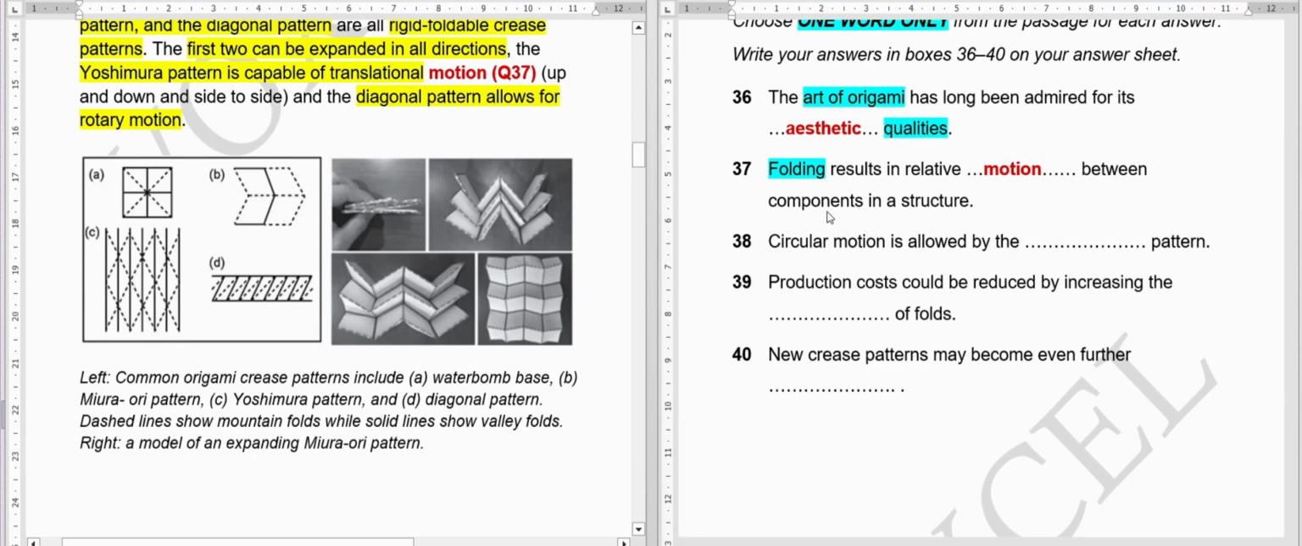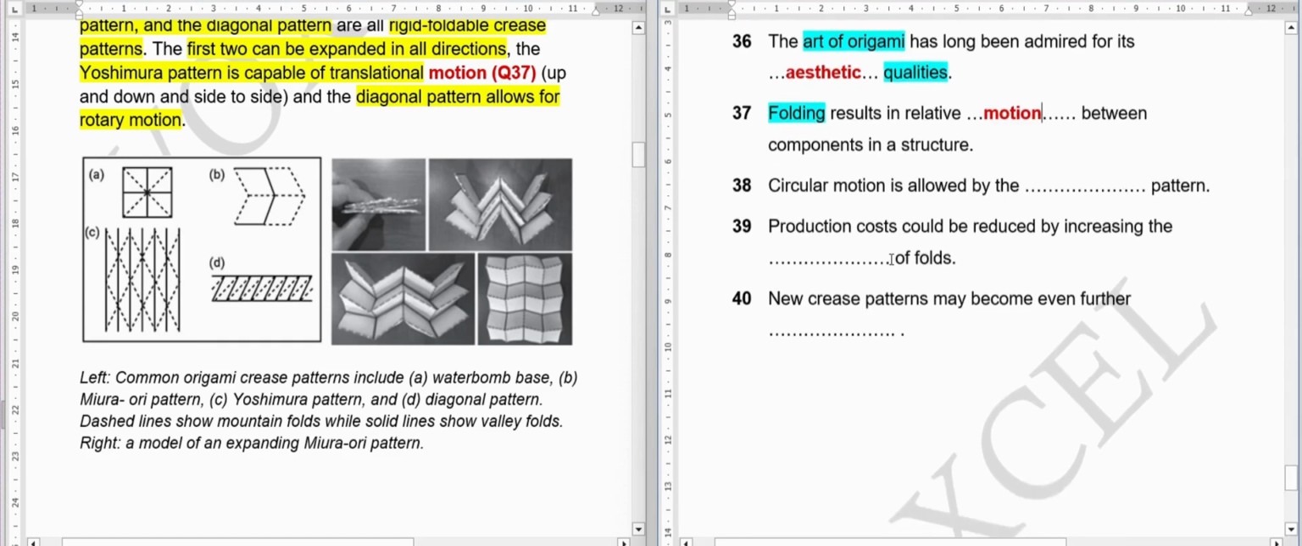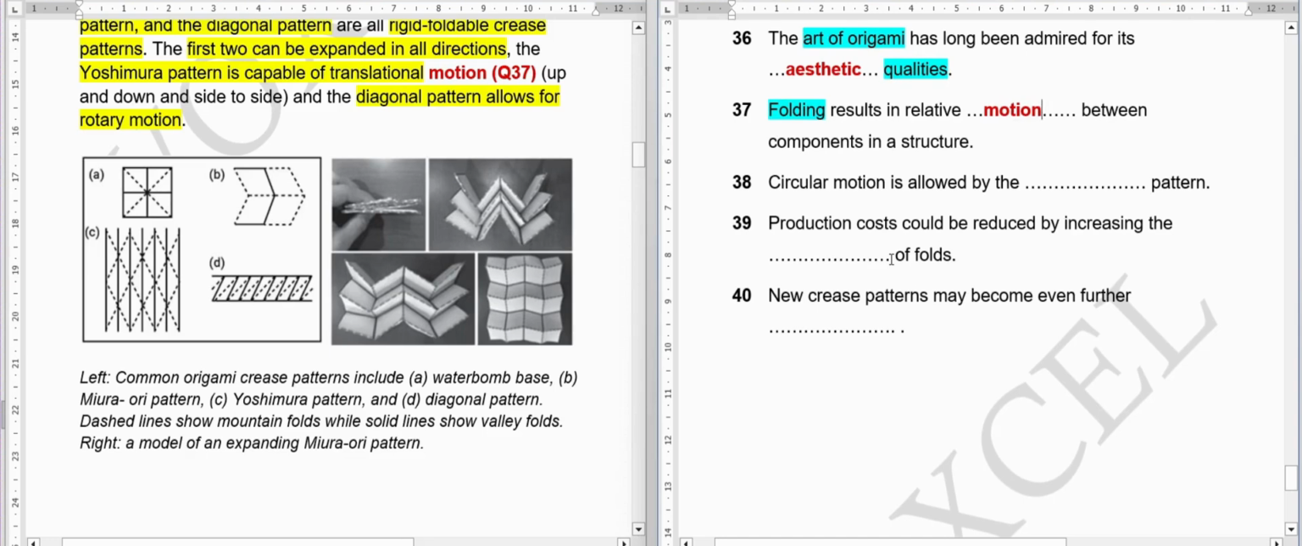Okay, let's read the 38th question and see if the answer is here or not. Circular motion is allowed by the dash pattern. Okay, do you think our answer is here or not? So you will get 10 seconds for this. Let me simplify it for you. Yes, our answer is in this particular sentence, because this is one sentence. So our answer is in this sentence. What is the answer? You will have 10 seconds to tell me that, and your time starts now.